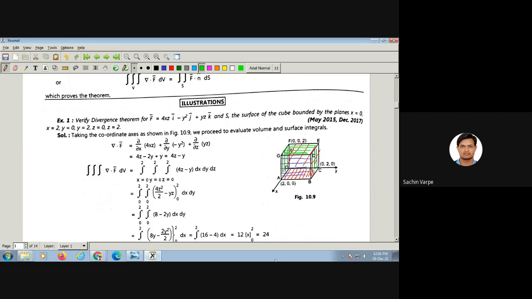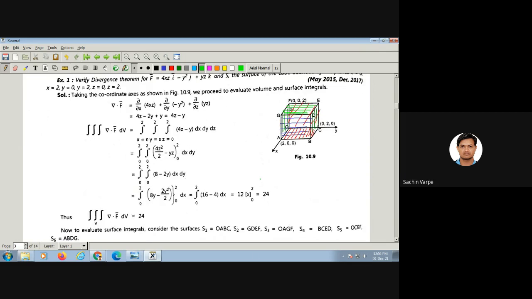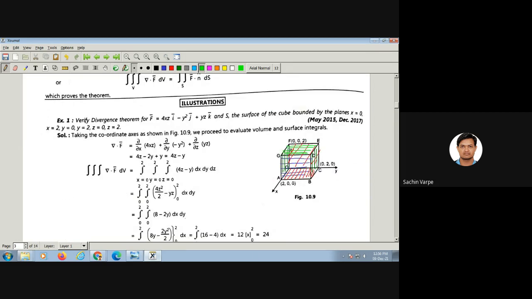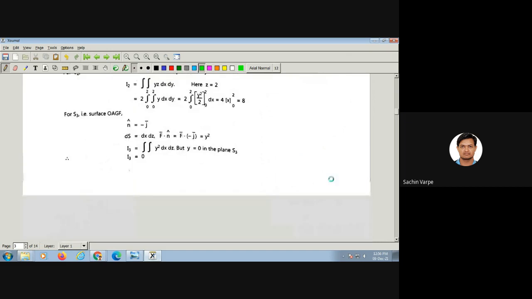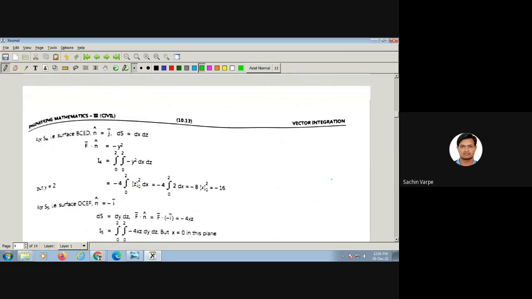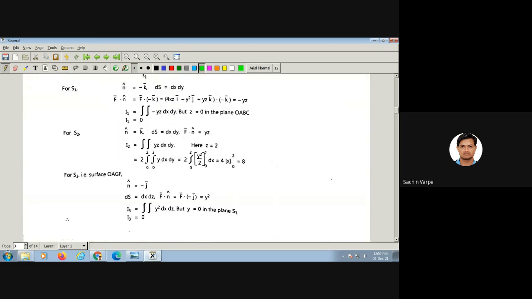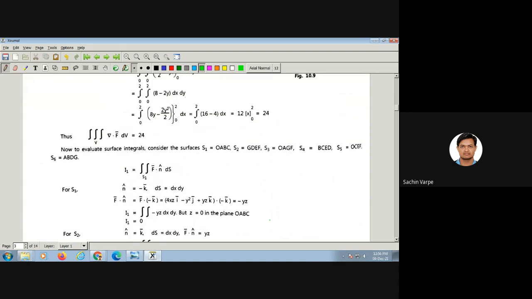I have already discussed how we calculate the left hand side. We have to calculate the left hand side for each surface integral, and then we sum all the surface integrals to get the required result. You can see it is explained here. To evaluate the surface integral, consider the surfaces S1, S2, S3, S4, S5, and S6. So the integral over each of these surfaces.